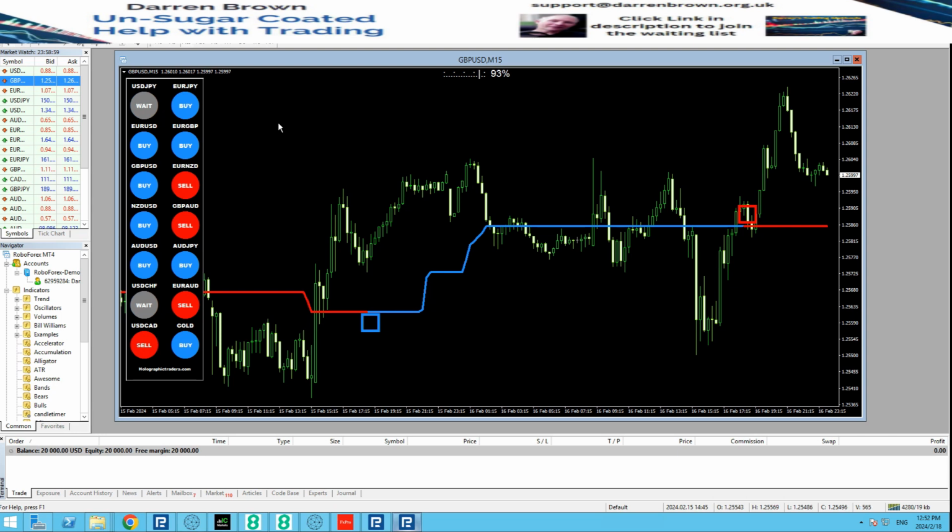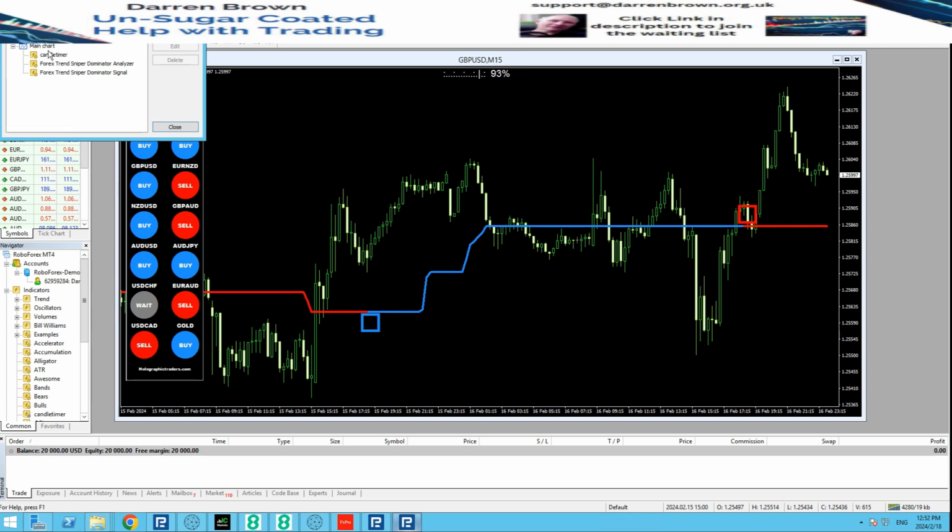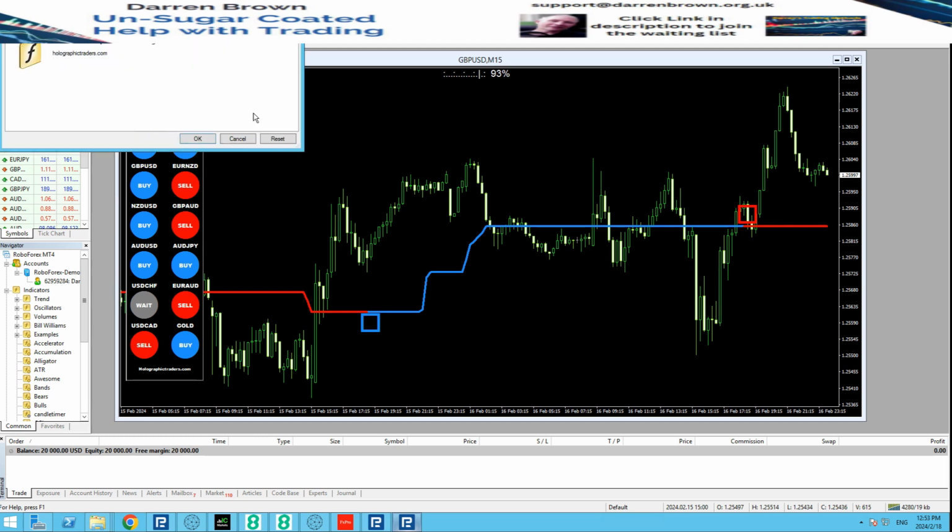Now the thing which I did promise you I need to show you is if we right mouse click, go to indicators list, you can see that this has been installed correctly because we've got the candle timer, we've got the Forex Trend Sniper Dominator Analyzer, and we've got the Forex Trend Sniper Dominator Signal. Okay, so we need to click on each of these and set them up as follows.